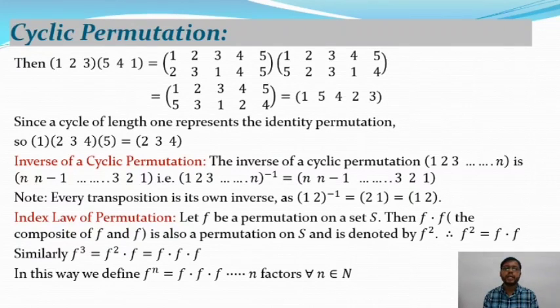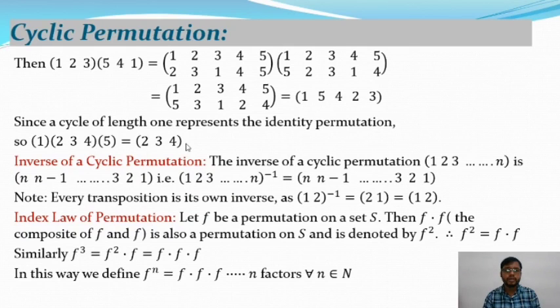And since the cycle of length 1 represents the identity permutation, so (1) is the identity permutation, (2 3 4) is the cycle of length 3, (5) is the cycle of length 1, that is the identity, and it can be written as (2 3 4). This is the permutation or the cycle of length 3.